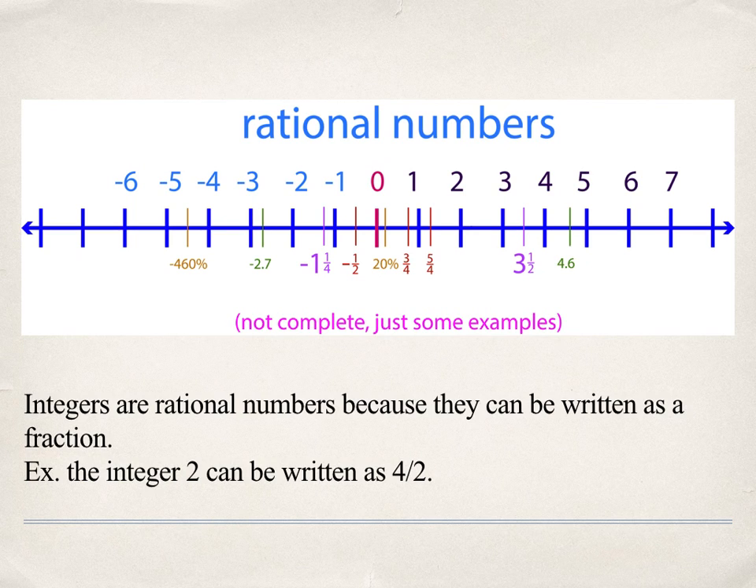Here's an example of rational numbers on the number line. Above the number line, you have the integers, which are the numbers on the number line. On the bottom of the number line, you have the rational numbers that are written as fractional parts. An example, the integer number 2 can be written as a fraction as 4 over 2, which also means 4 divided by 2.